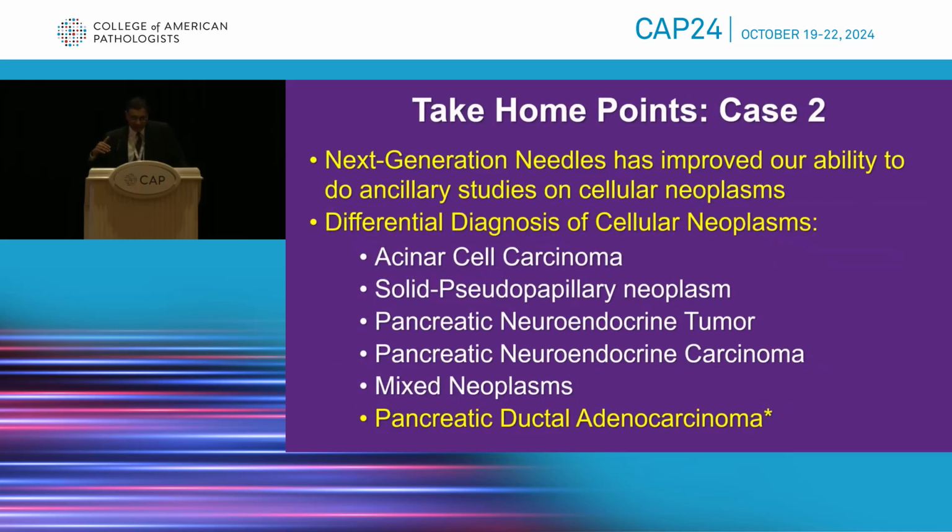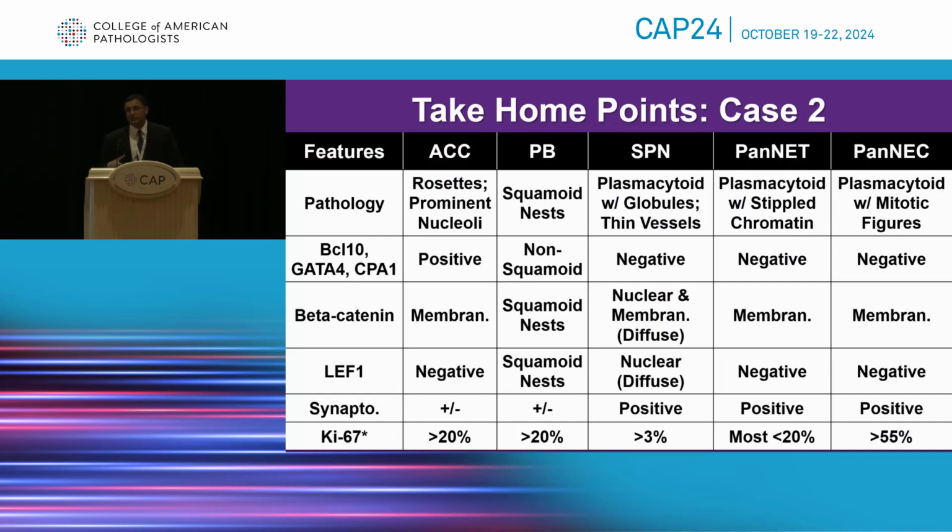So just to recap, because it's a lot that we've gone through in case number 2, and really underscoring the advantages of next generation needles and their ability to not only evaluate morphology, but to perform ancillary studies. I think that's really important when you have these nested neoplasms or these sheet-like growth patterns in cellular specimens, to establish the differential diagnosis through immunohistochemical stains. It's not going to be just morphology.